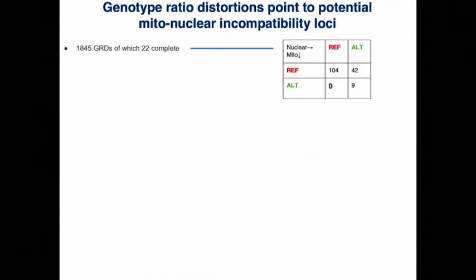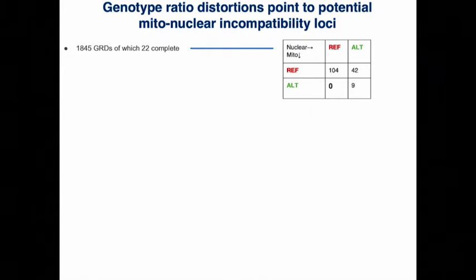One of them that we were particularly interested in is to see whether there were certain ratio distortions in terms of mito-nuclear interactions. So are, for example, certain haplotypes disfavored or favored with respect to the nuclear genome? By looking at genotype ratio distortions, we found roughly 1,845 of them, of which 22 were complete. For those that are not immediately familiar, what this means is that the allelic combination is biased. So there's an imbalance there.